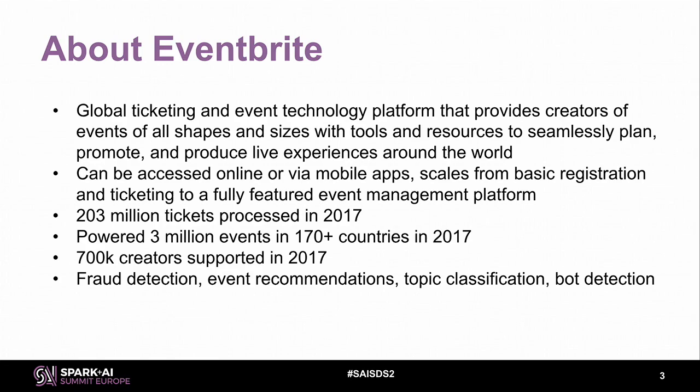Some of the examples of data science and machine learning projects that some of our data scientists work on include fraud detection. So just making sure that people are who they say they are and that they're not trying to buy all the tickets, because that's a big thing, bot scalping. Event recommendations, so making our platform more of a destination for finding events rather than just going there to buy a single ticket and then leaving. Topic classification, and then bot detection. So making sure, again, like I said, that people that we don't want scraping the site aren't.